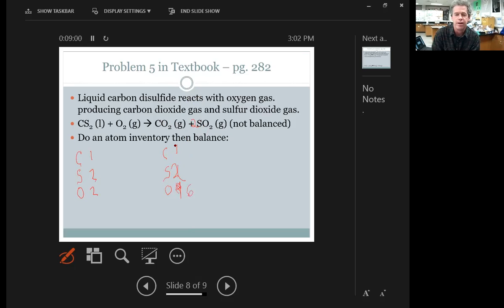So now we have 1, 2, and 6. Well, the 1s match, the 2s match, but this is 2 and 6. Conveniently, we can now put a 3 there, and 3 times 2 is 6. So this becomes 6, and we have 1, 2, 6, 1, 2, 6. It's balanced here. So I think I printed that there.